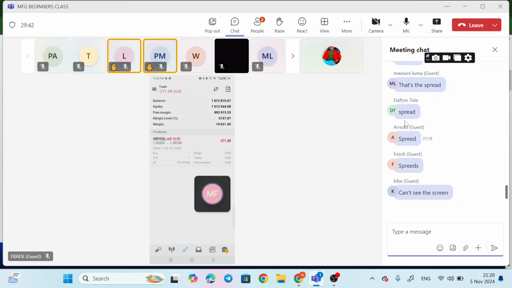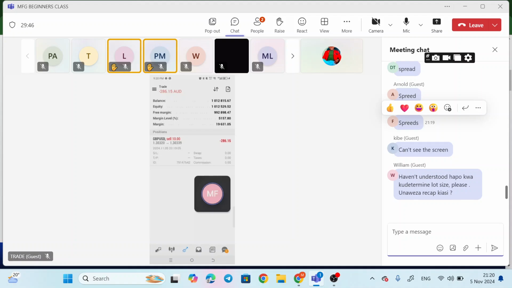So you see the SL and the TP are not there. Someone says they haven't understood how to determine the lot size, please, and asks if I can recap. I will still redo it. We are going to do a second example, so there's no need to worry.